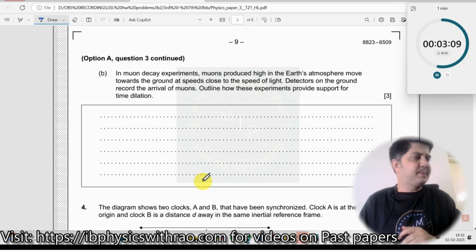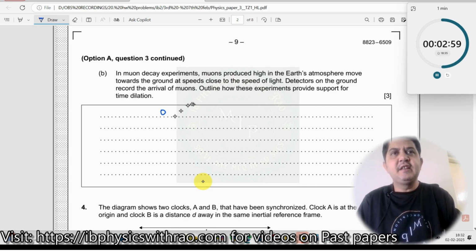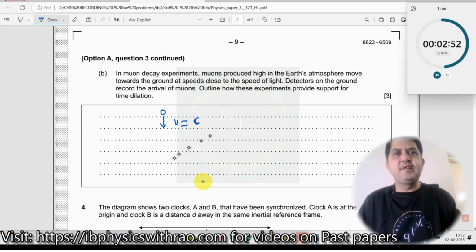In muon decay experiments, muons produced high in Earth's atmosphere move towards the ground at speeds close to the speed of light. Okay, there is a muon which is created here in the Earth's atmosphere. They are moving with a speed which is very nearly equivalent to c over here. Detectors on the ground record the arrival of the muons. Outline how these experiments provide support for time dilation.